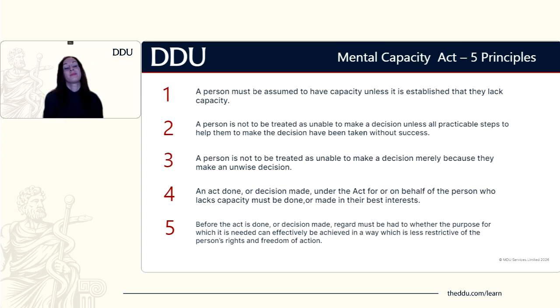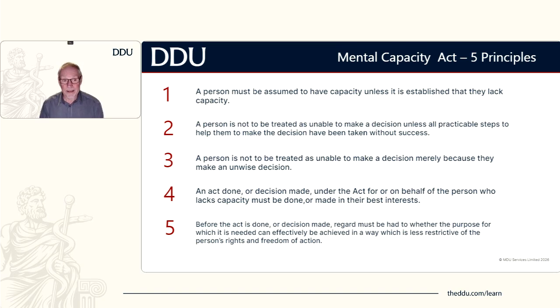So first principle, you must assume that a patient has capacity unless it's established they lack it. I've already dealt with that. It's so important. You can't treat someone or assume that someone cannot make a decision unless you have taken all steps to help them make the decision, and that's been unsuccessful, which is onerous. You've got to do as much as you possibly can to help them make a decision.